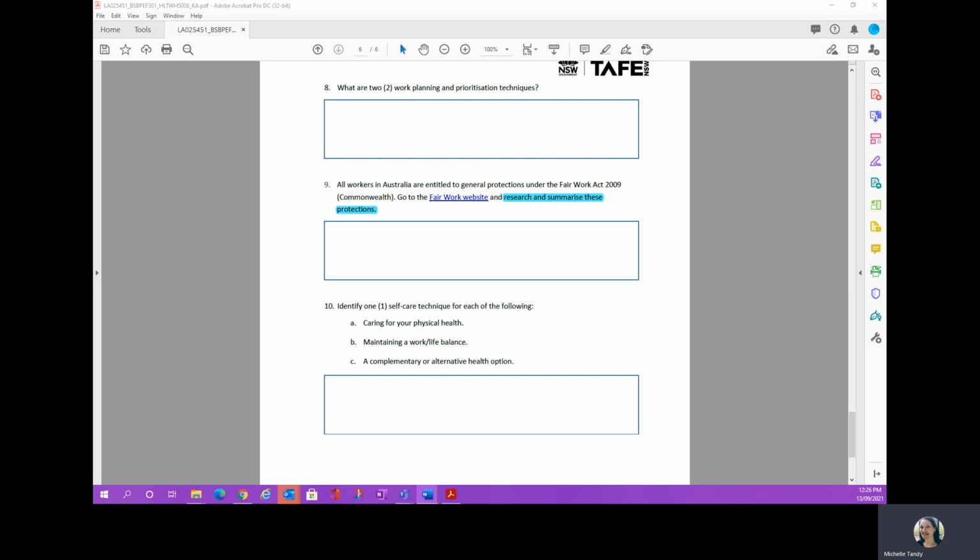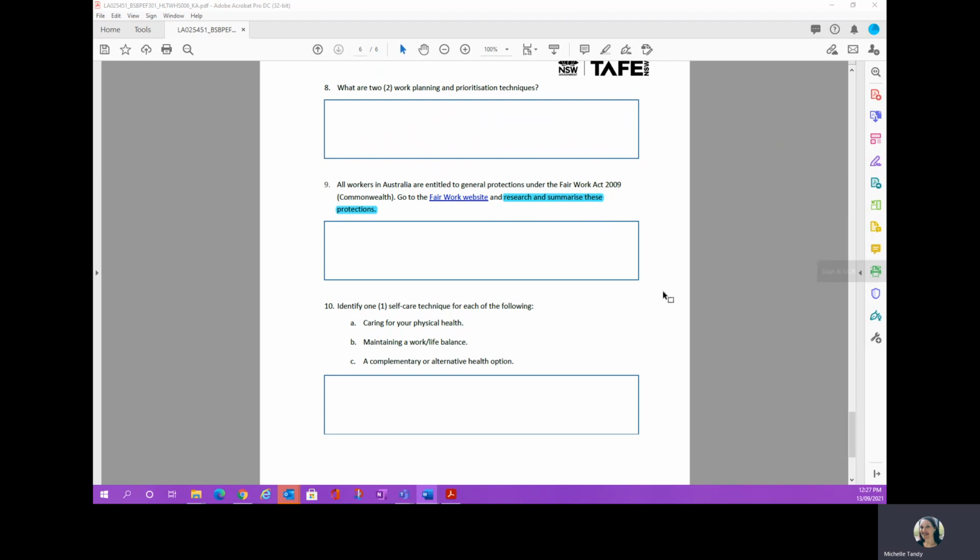So any kind of strategy that you use to prioritise tasks, making sure that you're keeping on top of your work plan and to-do list. You only need to provide 2 examples of those.